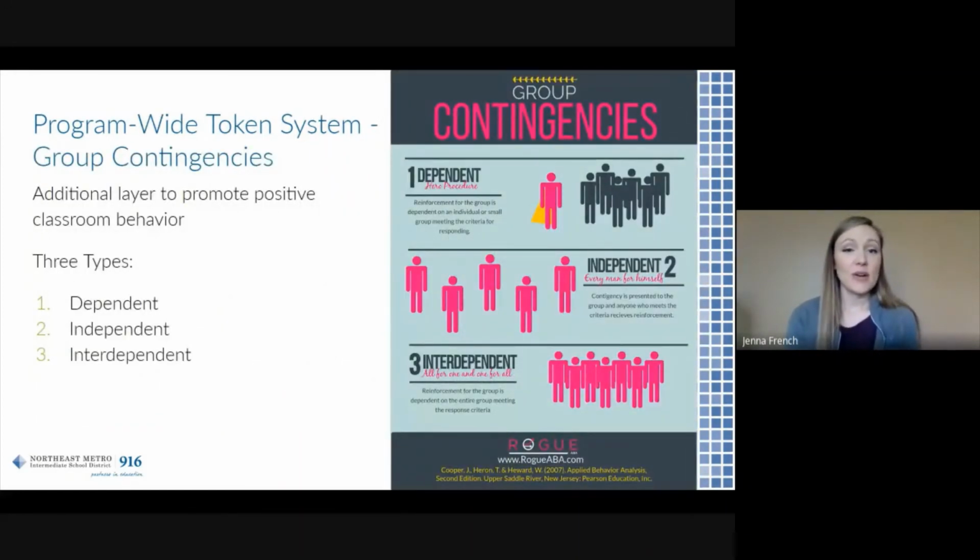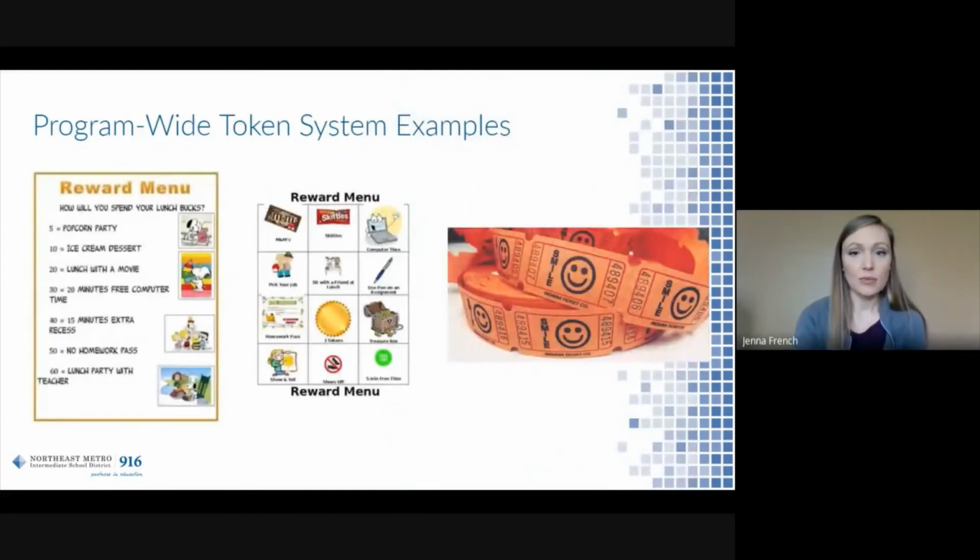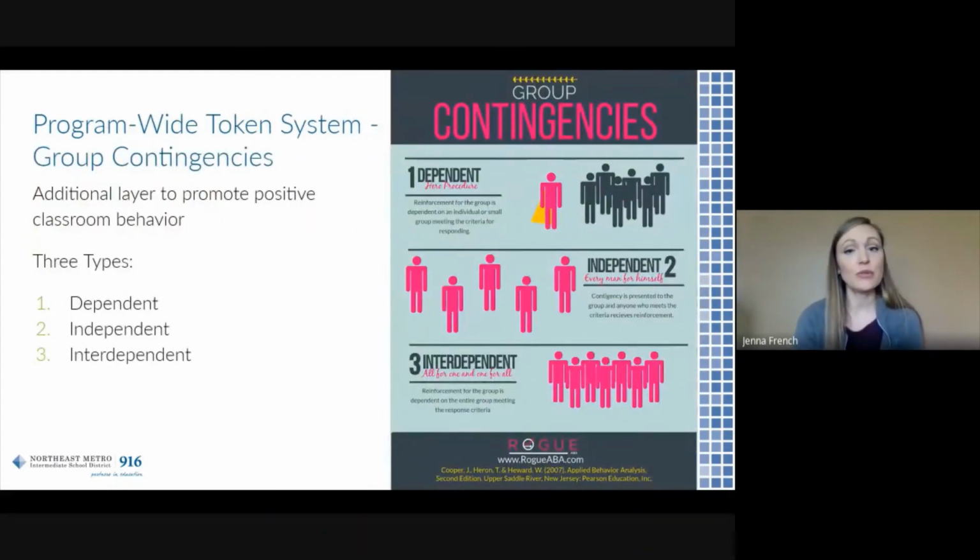Then there is also a program-wide token system with group contingencies. So here, the group might be working together to earn a reward, and then there are different ways that you can set this up. The three types of group contingencies that you can have are the dependent group contingency, where it might be one student, or I usually recommend selecting a group of students that are working together to earn a reward for the whole class.